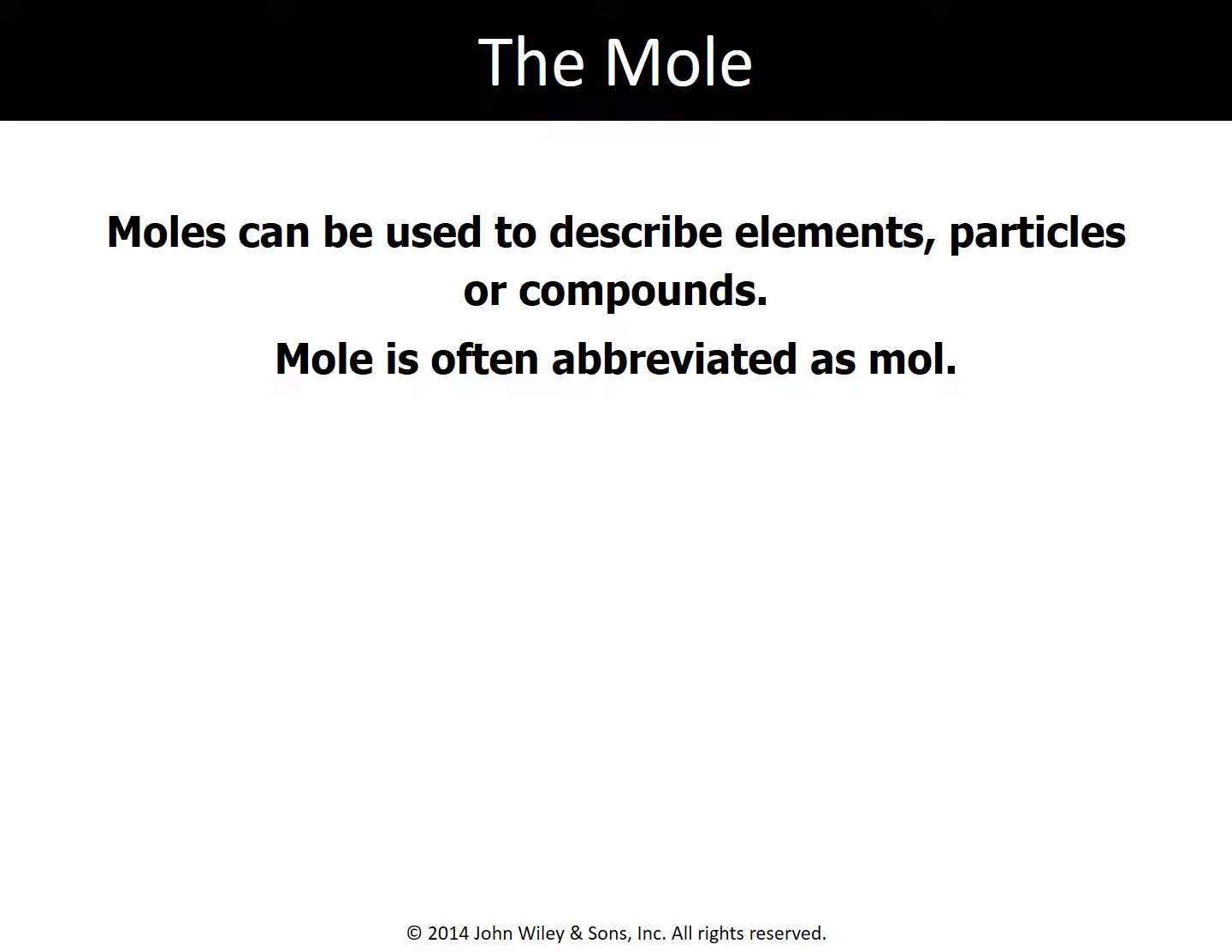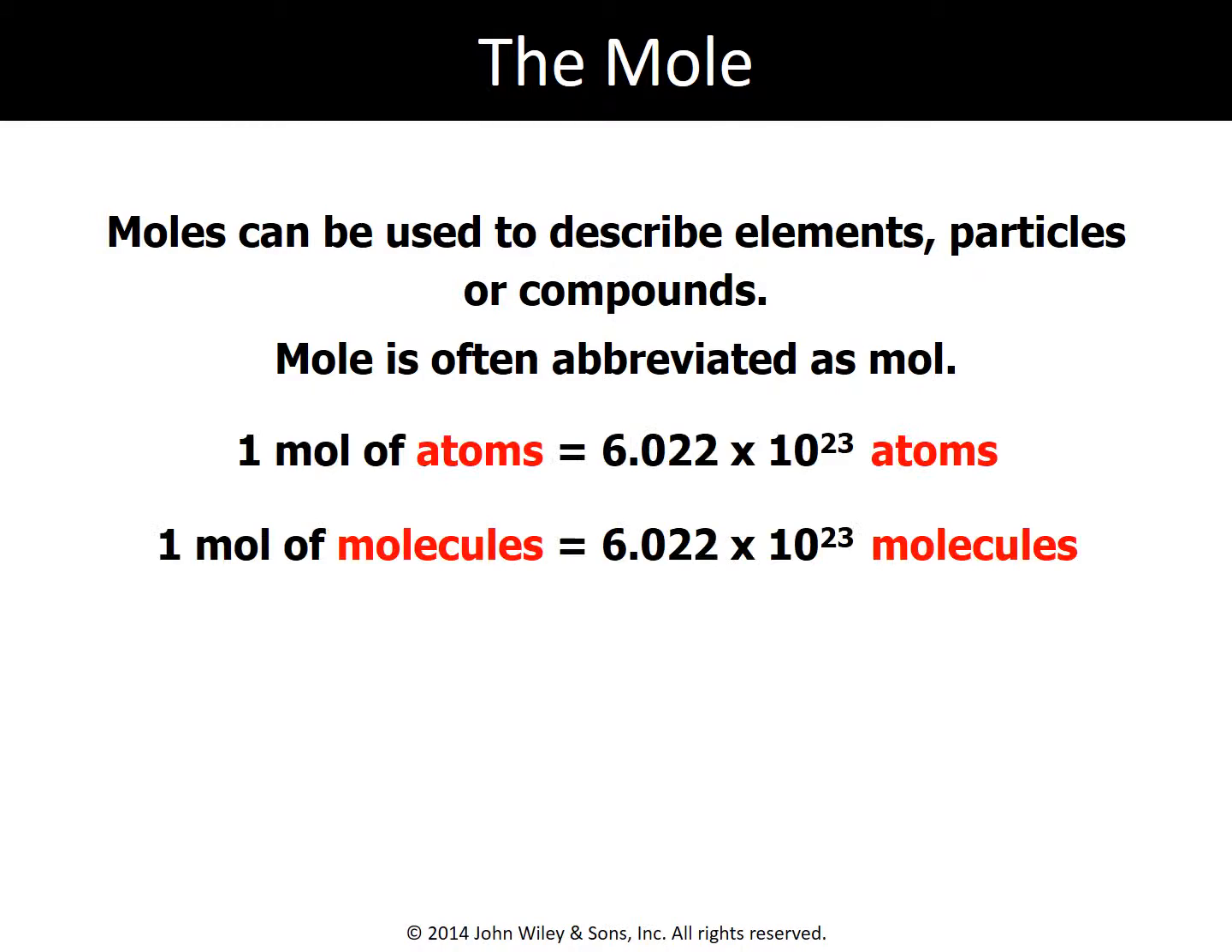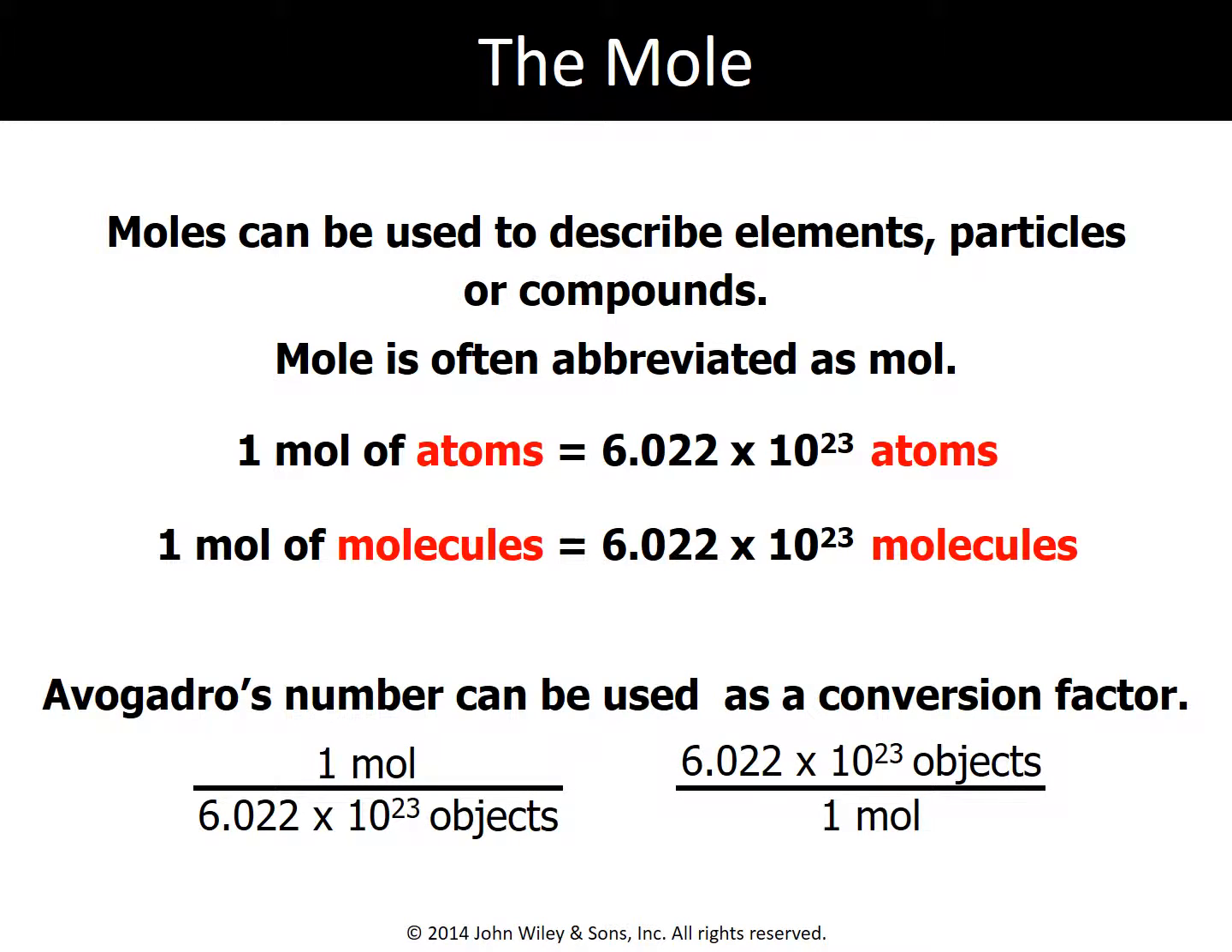So the mole is often abbreviated as mol, so we just drop off the E when you're using your conversion factors. And I want you to think of 1 mole of atoms as being 6.022 times 10 to the 23rd atoms. Here we could be talking about one element. 1 mole of molecules equals 6.022 times 10 to the 23rd molecules. So here we're talking about molecules of a compound. And we could use these relationships as conversion factors. So we can have 1 mole on top, 6.022 times 10 to the 23rd objects on the bottom, or we can flip that. And so think about what types of conversions we can use based upon what units are in the denominators of these conversion factors.